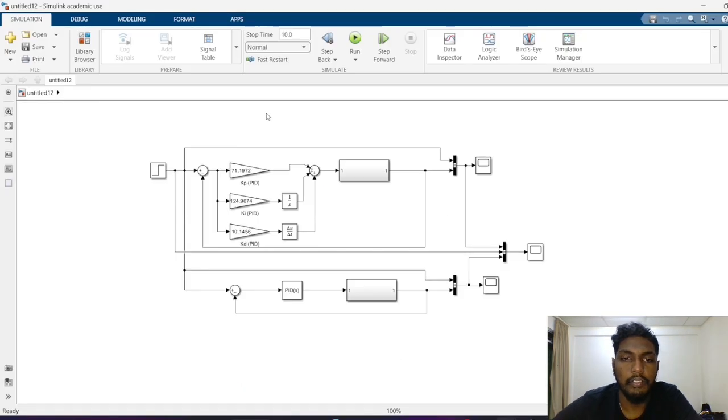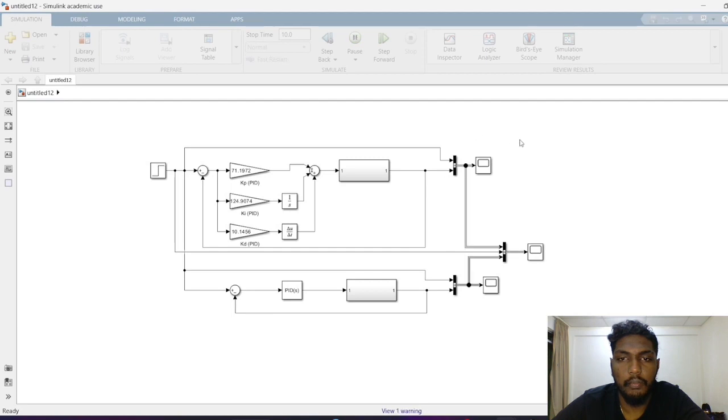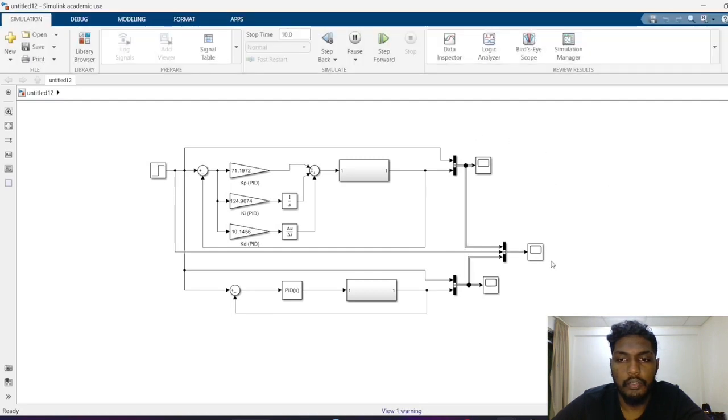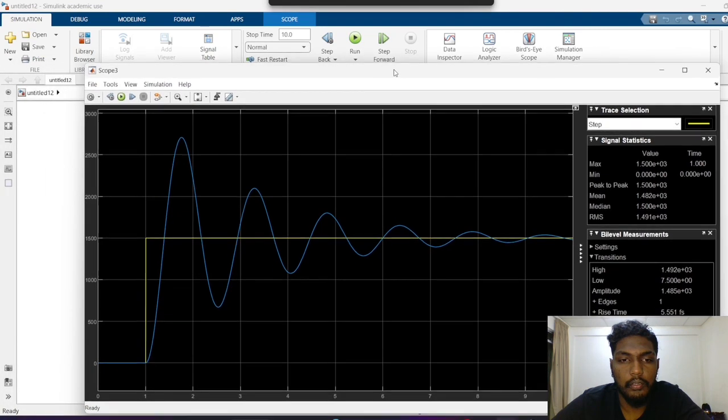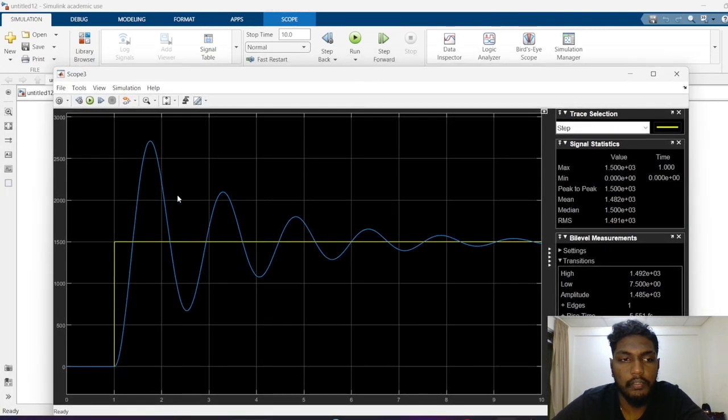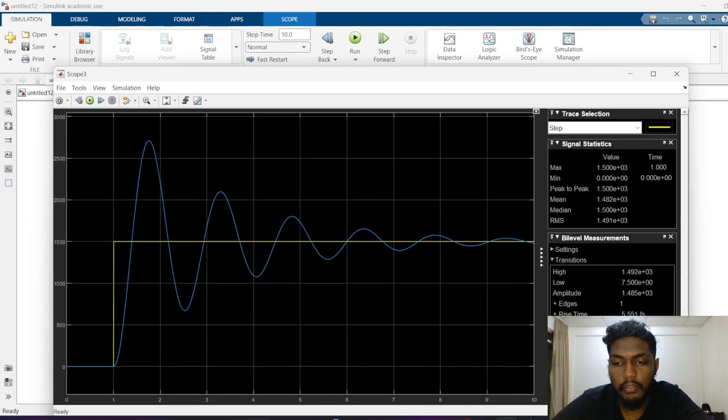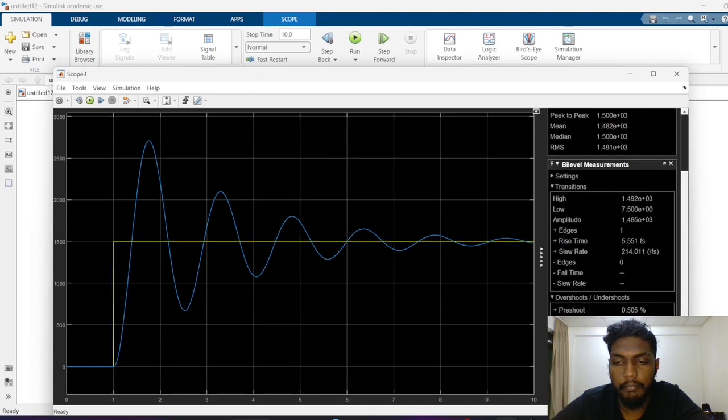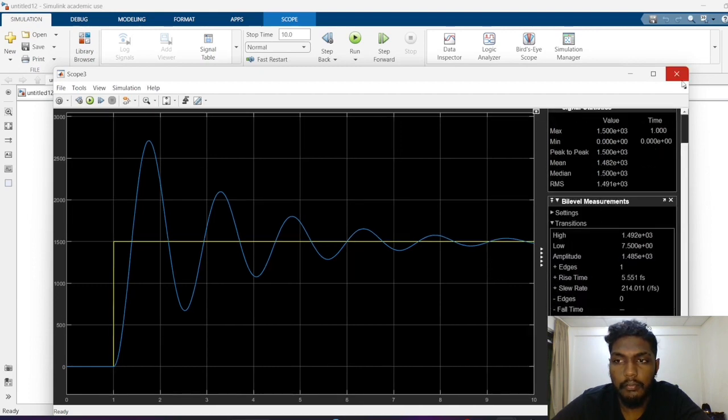So this is our MATLAB file. So first I want to run. It is done compiling. So we put 3 scopes. This is the manual scope, and this is the automatic and manual scope, and this is the manual one. So we first see the manual scope. So this is from the manual one, the waveform, and also we can see the parameters here. For overshoot we have to click here, and we can see the overshoot, settling time, peak time and all.